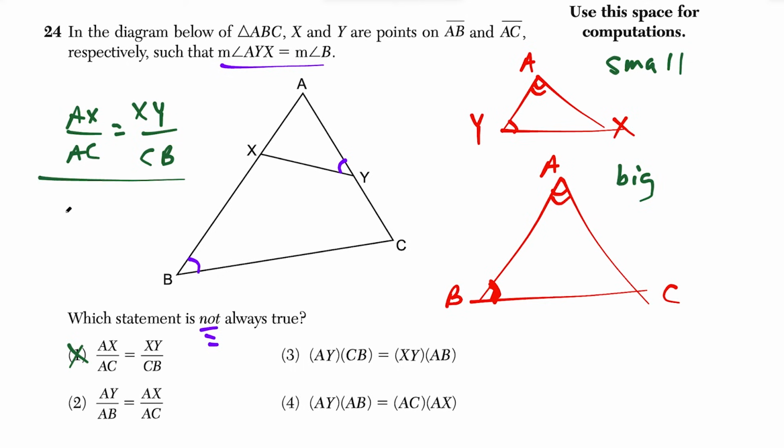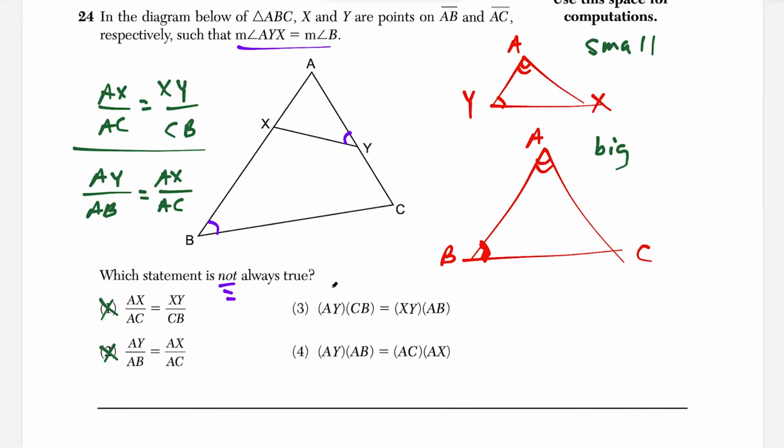So next we have AY over AB. And if we look at the diagram over here, AY over AB is the left side of the small triangle over the left side of the big triangle. And this is equal to, we have AX is the right side of the small triangle, and we should be over the right side of the big triangle, which is AC. And notice this matches exactly what they gave us for choice 2. And now for these last two answer choices, there's just an extra layer that we have to deal with. For these answer choices, we have to first set up the proportion, and then we have to cross multiply to get these resulting equations.